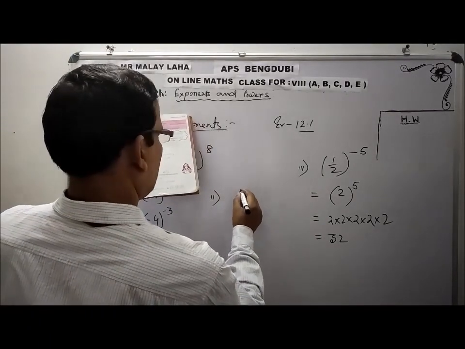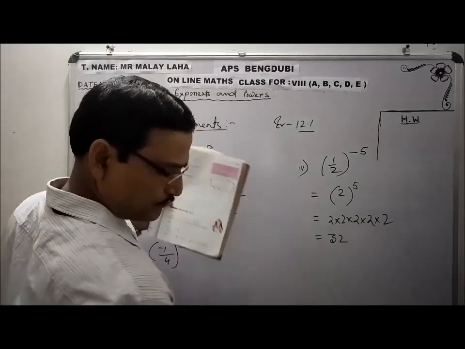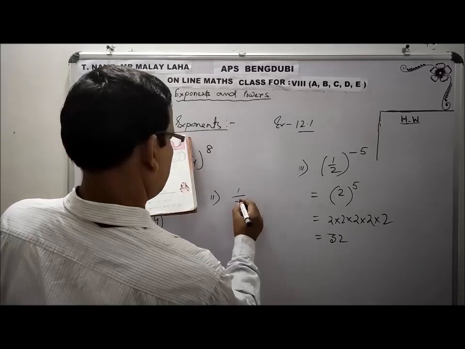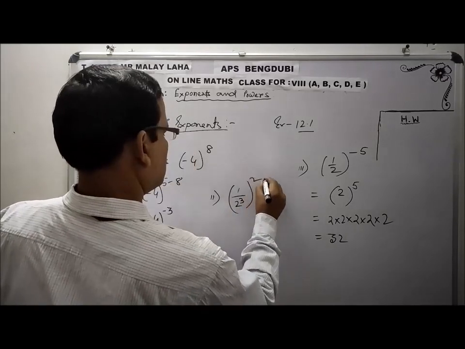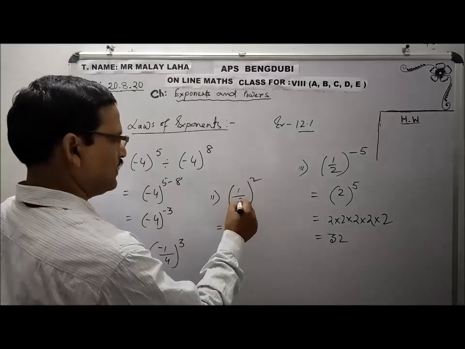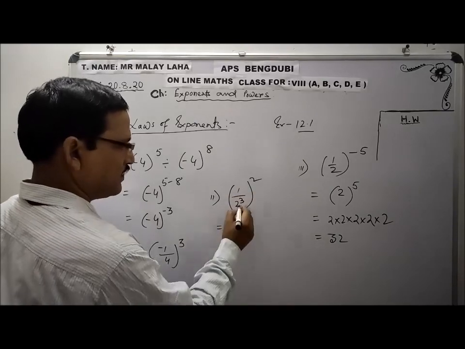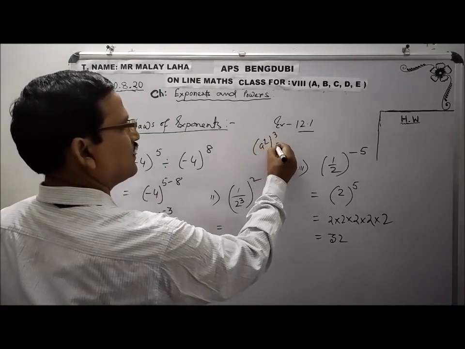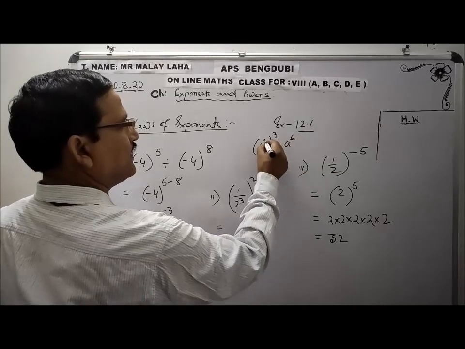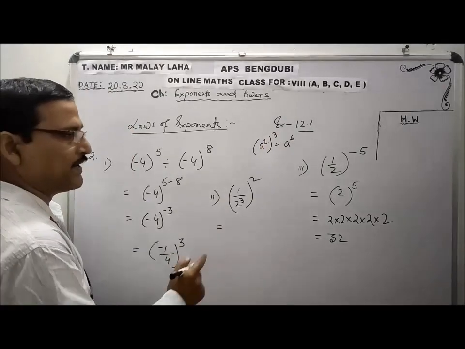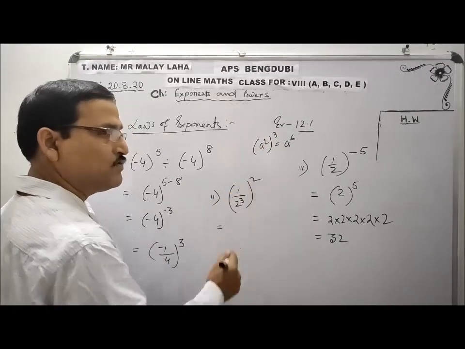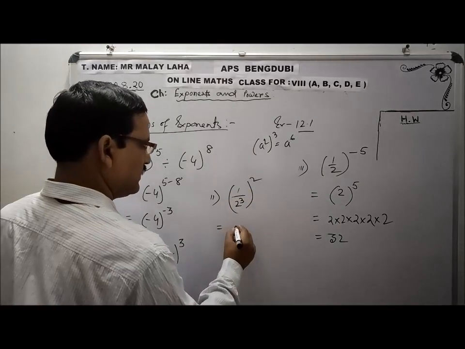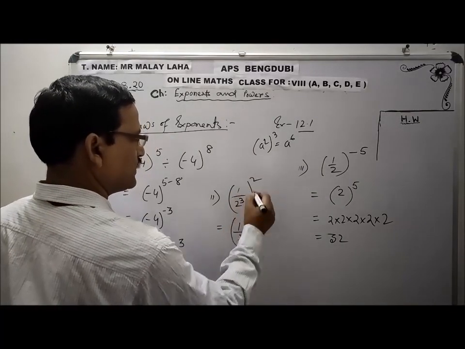Now next number, (1/2 raised to 3) raised to square. So what will be the result? You see, 1 square is 1. You can apply the law (a^n)^m: a raised to 2 times 3 is 6. Inner power, outer power, you have to multiply. That rule you have to apply. But it is with the 2 only, not with 1. If I write 1, no problem, because 1 multiplied several times, the result is 1 only. So what will be the result here? 1 by 2 raised to 3 times 2, that is 6.